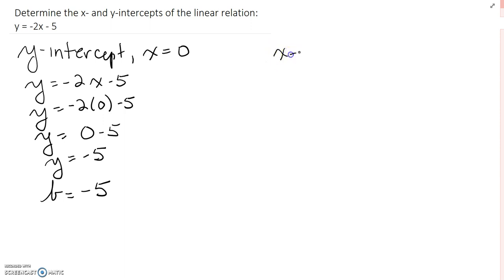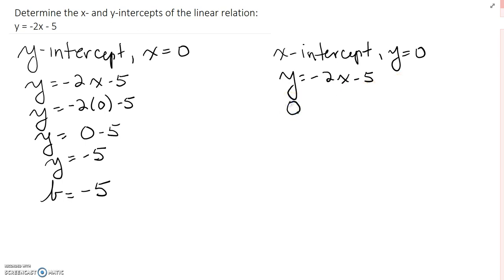Similarly, for the x-intercept, we know that y is equal to 0. So we can again write our equation, y equals negative 2x minus 5, and this time we'll substitute 0 in for y. And now we have to solve our equation for x.